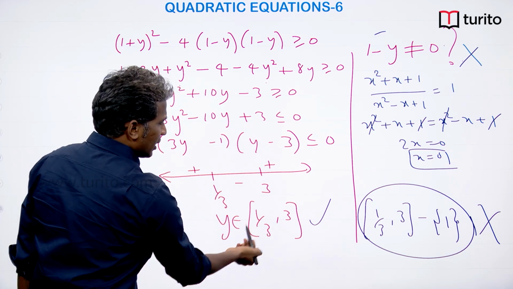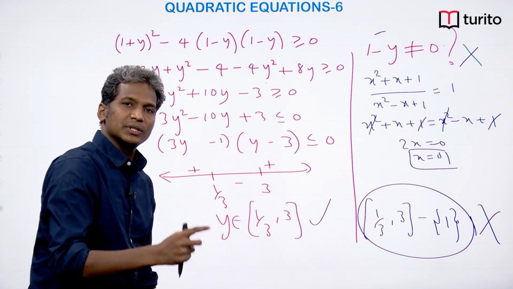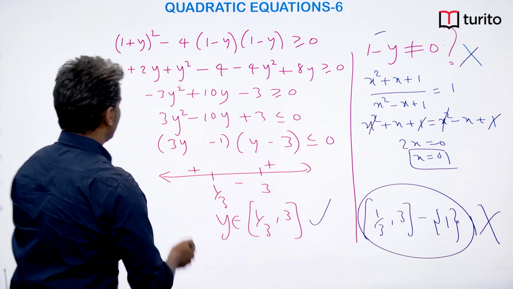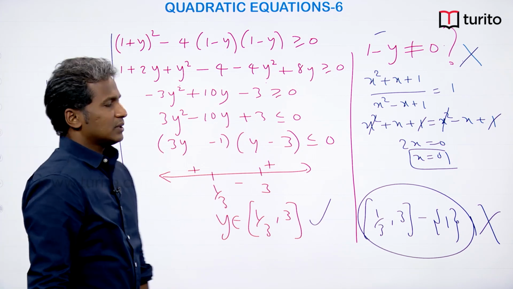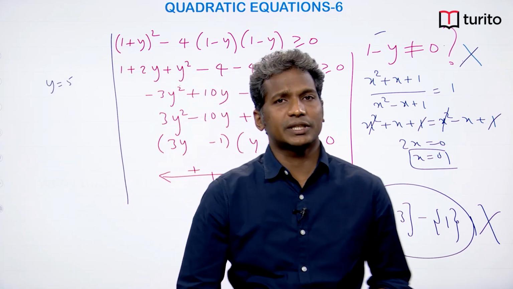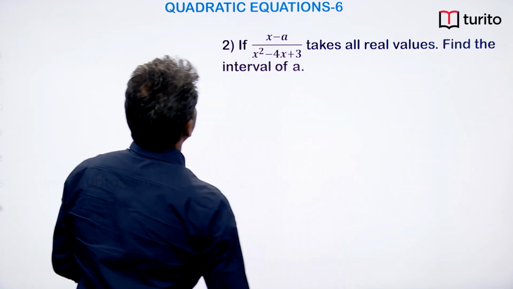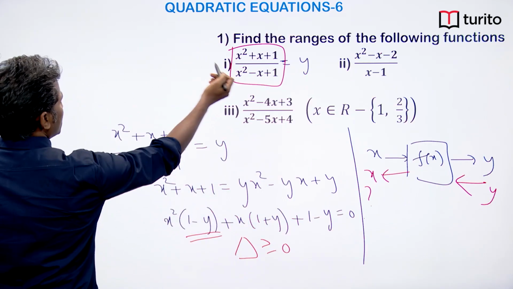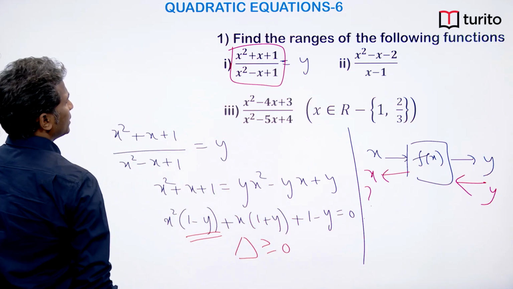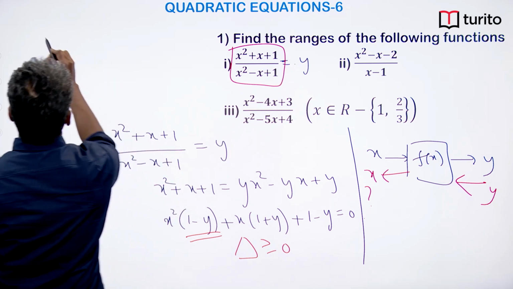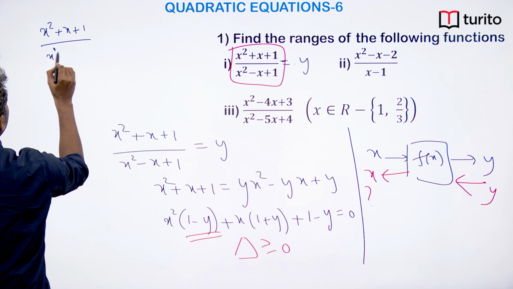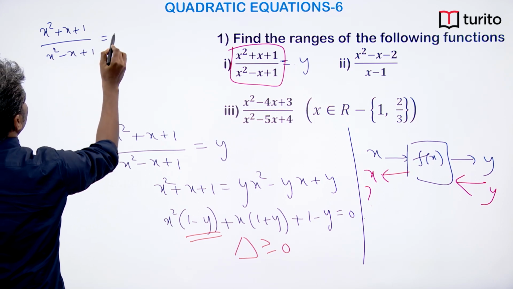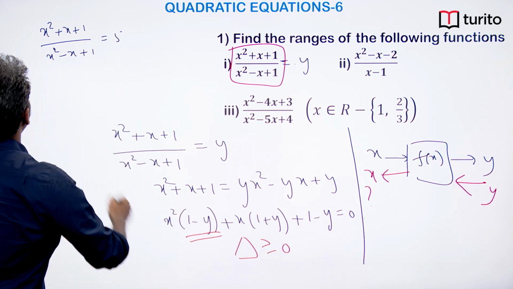So, let us take one value which is not in the range. Okay. Suppose let us say I take y equal to 5 and then I solve this question. So, what do we get? I will do it here. So, if I take y equal to 5 and solve this: x square plus x plus 1 by x square minus x plus 1 equal to 5, and if I solve it, what do I get?